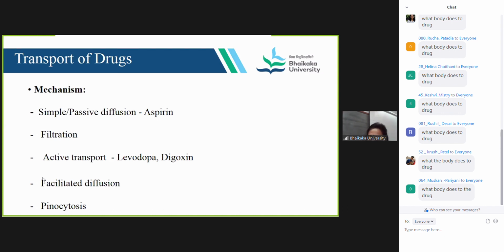Here you need not worry about the details of this process. I will give you some idea and its clinical implications. But remember how drugs are transported, that is, via these five mechanisms.